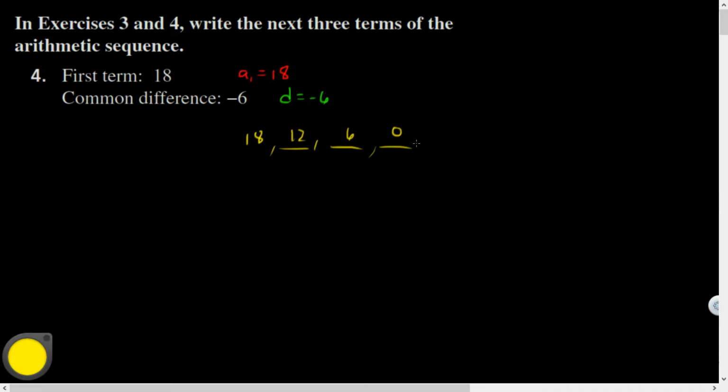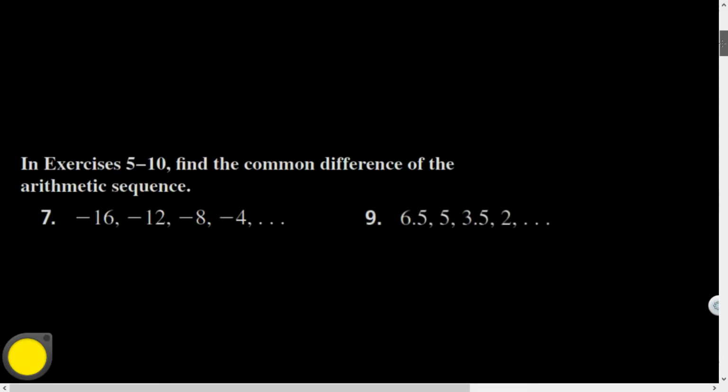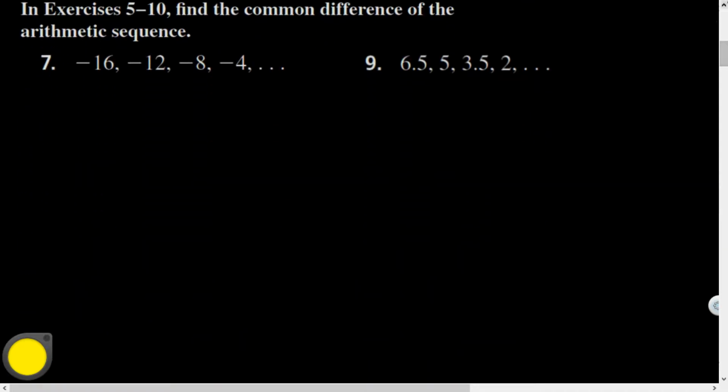That doesn't necessarily mean this sequence stops. It could keep going. It would have gone negative, right? And it could theoretically go forever. But it is arithmetic because it's repeated addition or subtraction. There are other types of sequences that are not arithmetic.